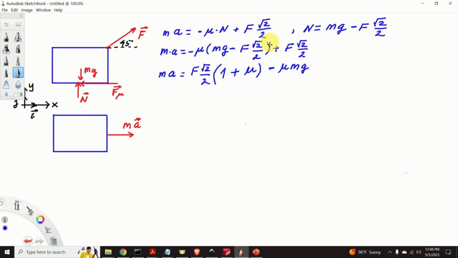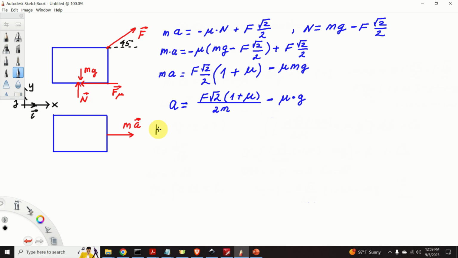Perfect. Now, what can I do over here? I can obviously divide this equation by m, and finally I can find the expression for a. So a is equal to F square root of 2 multiplying 1 plus mu, divided by 2m, minus, and over here I have simply mu times g. And that's our acceleration.